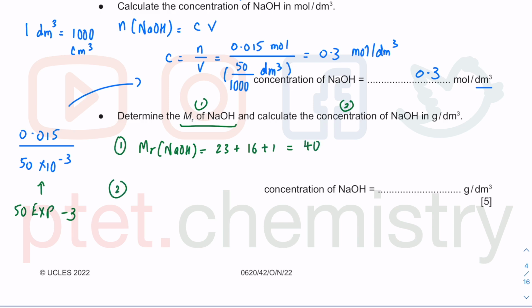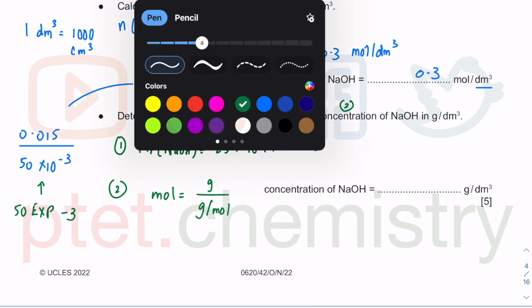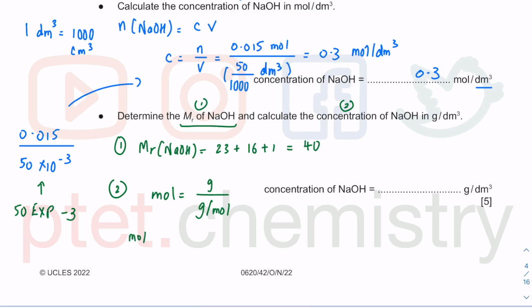Now in terms of getting the concentration in gram per dm cubed, we can see that mole is equal to mass over Mr. So that is your mole equal to mass over Mr. So what I'm going to do is divide both sides by dm cubed. So mole divided by dm cubed, and then I'm going to get gram divided by dm cubed, because what I do on the left, I'm going to do on the right. Everything else doesn't change. So now you get your last formula.